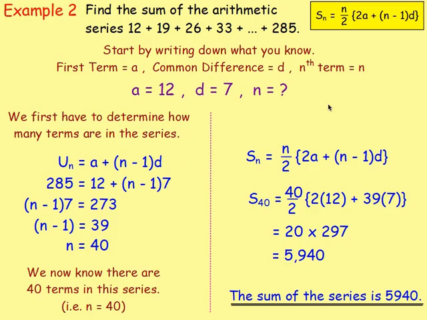With this one here, find the sum of the arithmetic series. 12 add 19 add 26 add 33 add all the way up to 285. You'll notice with this one we don't know how many terms are in the series, so we have to find that first. Find it by using the previous formula, un equals a plus n minus 1d. And you're using the knowledge that the 285 is the last term. So if you find out what n is for that, you find out how many terms are in the series. Once you know that, you also know a, you also know d, so you can sub them into this formula in order to work out the sum of those terms.